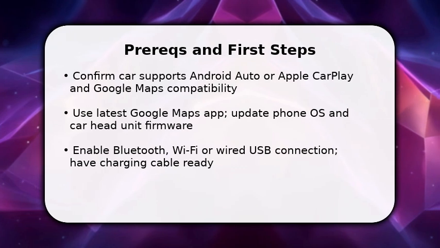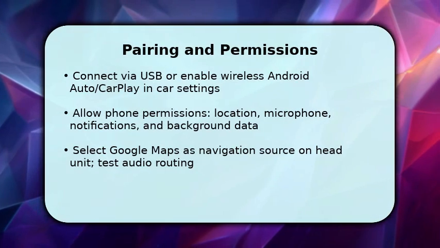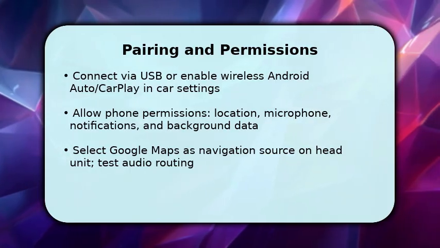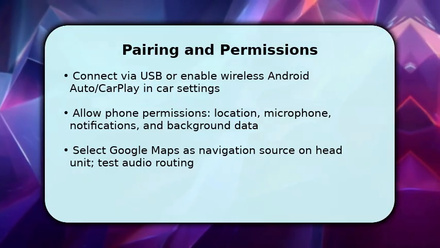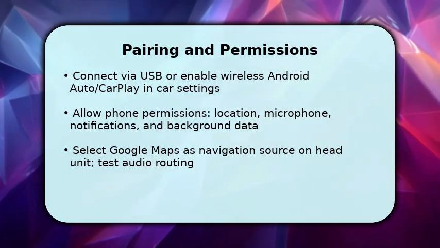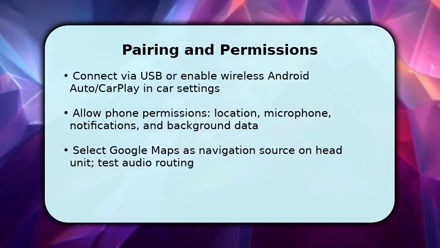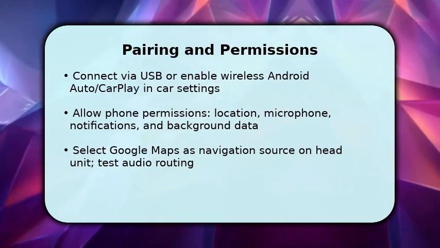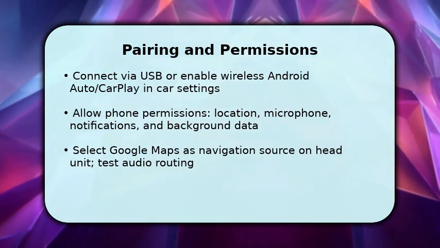You now connect. Plug the phone into the car's USB or activate wireless Android Auto/CarPlay from the head unit menu. When prompted on your phone, allow location, microphone, notifications, and background data so navigation, voice directions, and route updates work reliably. Once paired, choose Google Maps on the car display as the active navigation app and confirm audio routes to the car speakers. If voice commands are used, test one simple route. This verifies permissions and mic routing before you drive.